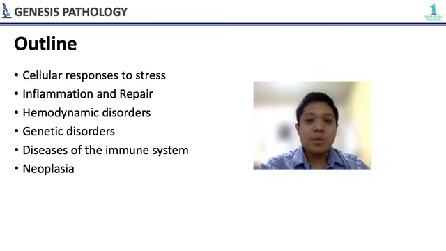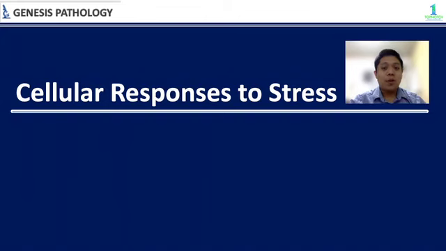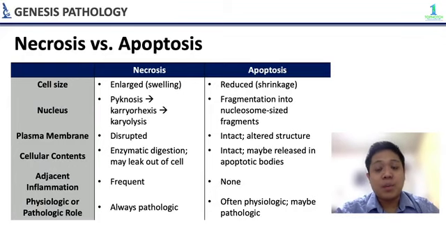The outline given to me was basic pathologies, ranging from cellular responses to stress, inflammation and repair, hemodynamic disorders, genetic disorders, diseases of the immune system, and neoplasia. Our first chapter is cellular responses to stress. Our first topic is necrosis versus apoptosis. So how do we differentiate the two?